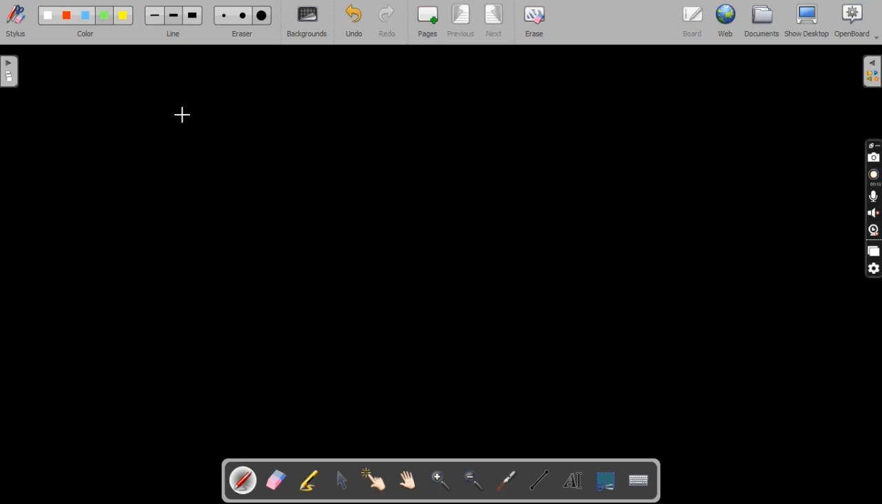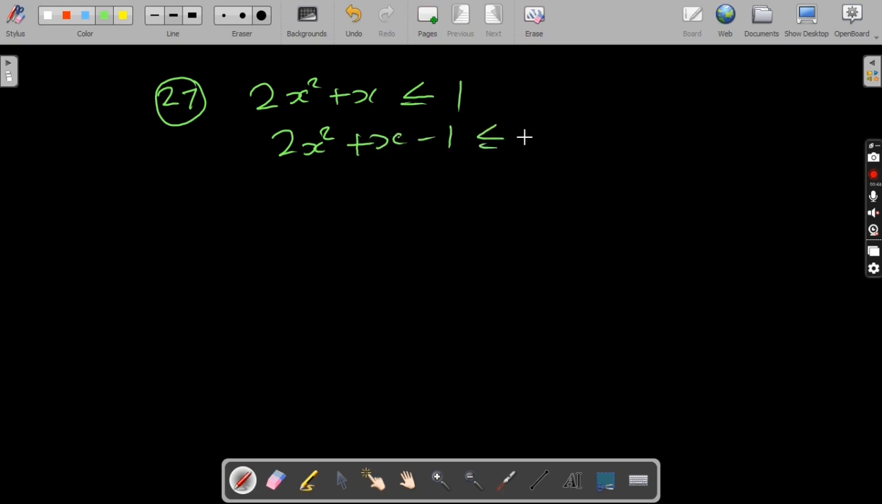Welcome to Khetz tutorial. This is a quadratic inequality, and to solve it we're just going to find critical values, then check where we have positive and negative values. This is the condition we're trying to satisfy. If I move this one to the left hand side, I have 2x squared plus x minus 1 less than or equal to 0. So this question is basically asking us where this quadratic function is less than or equal to 0.